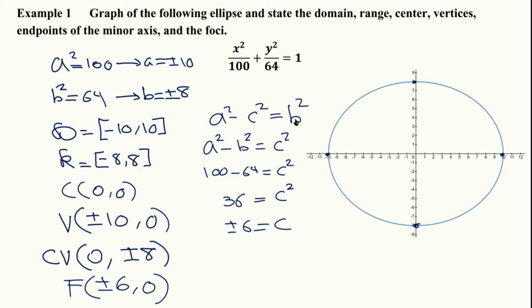So if you ever forget this relationship, no need to panic. You can just recreate it. We know that if we have a general ellipse, this is b right here, right? We know that a focus is going to be somewhere here on the major axis, right? And we also know that this distance here is a, and this piece here is c, right?